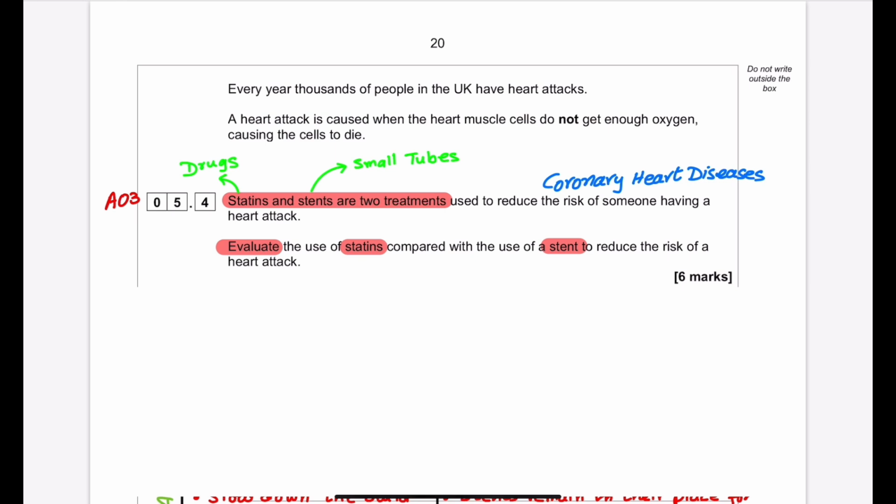This question is from coronary heart diseases, and students must have the information on what statins and stents are. Statins are actually the drugs which are used by people to lower the level of cholesterol in the body. High cholesterol level can increase the fats in the arteries, which can lead towards a heart attack, whereas stents are small tubes which are inserted in the arteries to open the arteries for the blood flow.